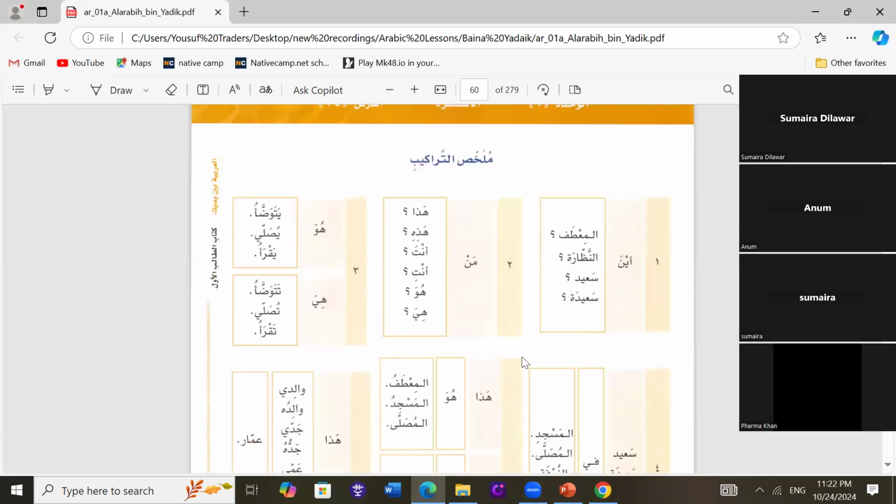Okay, next is the arrangement, meaning we have to make these sentences in the proper arrangement, like in the last unit. If you remember, we also had an exercise like this. So one or two examples I can tell you, and then the rest you can make by yourself at home. أين المعطف، أين النظارة، من هذا، من أنت، من هي، هو يصلي، هو يقرأ، هي تتوضأ.